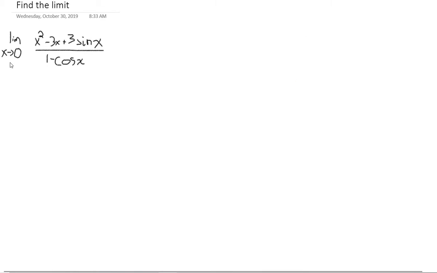Find the limit as x approaches 0. Well, let's go ahead and take the limit. Plug in 0. 0 squared, 0 minus 3 times 0, that's just 0. Plus 3 sine x, sine of 0 is 0. 0 on the top. And then at the bottom, 1 minus cosine of 0. Cosine of 0 is 1. So 1 minus 1, that's going to equal 0 over 0.